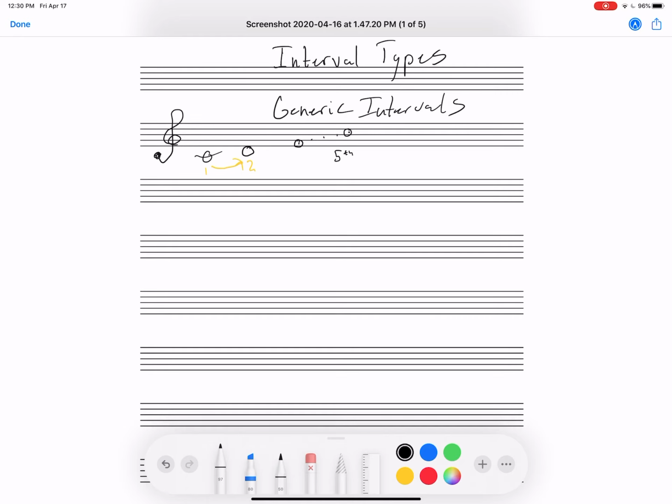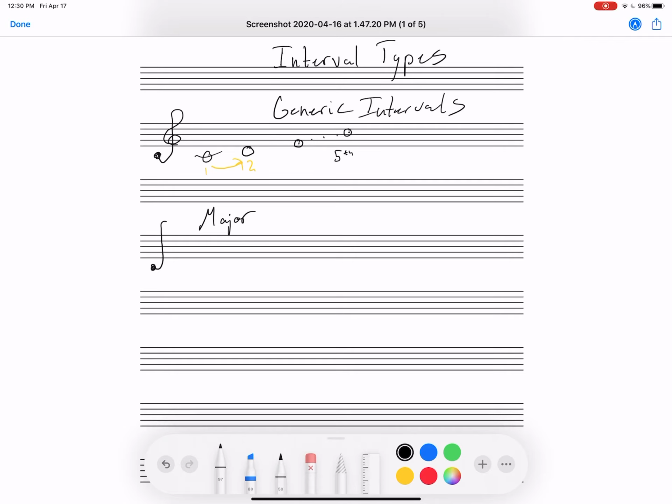Alright, moving on from that. The way I'm going to break down the major, minor, perfect, augmented, and diminished intervals is we're going to start with a major interval, and we're going to talk about how to get the other ones from that interval. Perfect intervals are going to be a little bit of an exception, but we will get there. Alrighty, so let's start with major here.